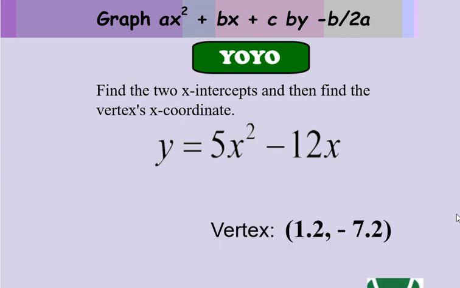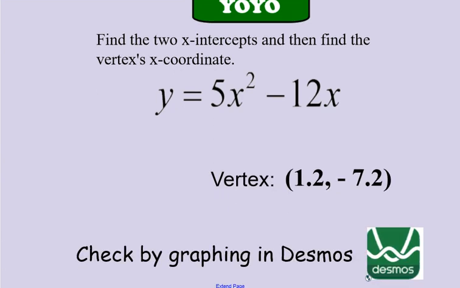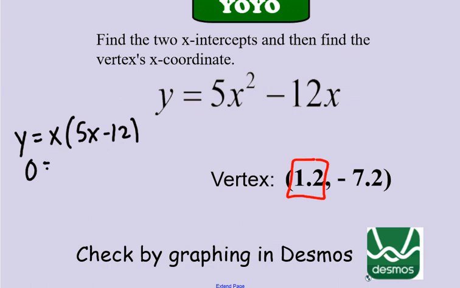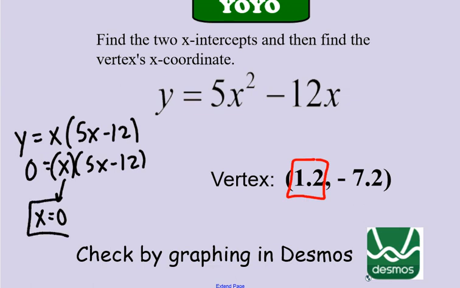Okay, what you should have got is that the vertex had an x-coordinate of 1.2. I'm going to go really quickly through that. The only thing you could divide out would be an x, because 5 and negative 12 don't have anything in common. So you'd get x times (5x minus 12). We want to know when y is equal to 0, so we'd set this equal to 0. Then we say, okay, maybe this is one of the x-intercepts. If the first part was 0, it should be 0.